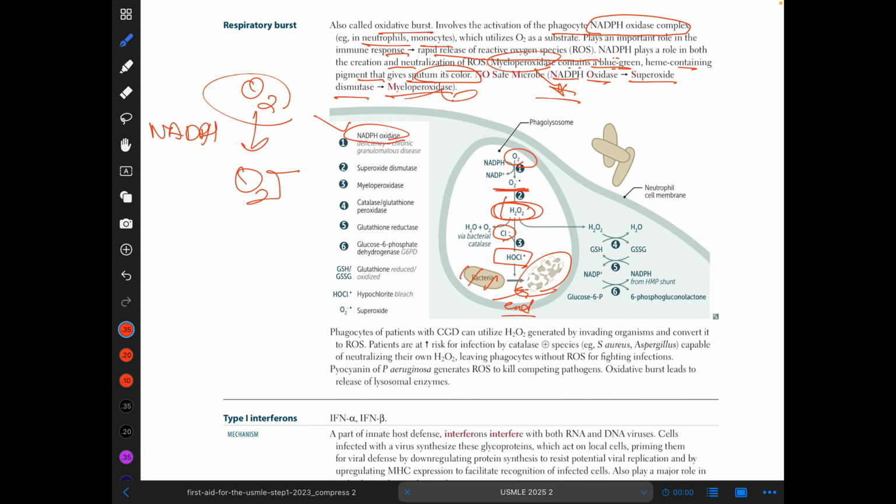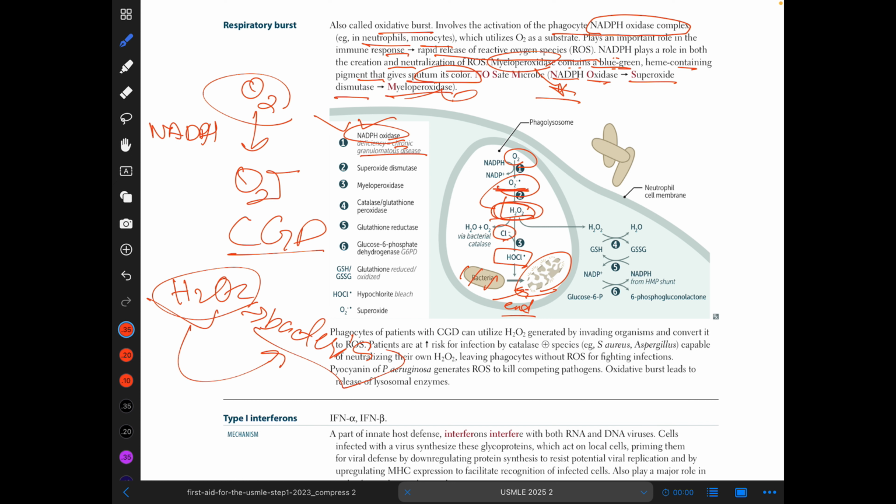And there is one important point. If some person has a deficiency of NADPH oxidase, that disease is called chronic granulomatous disease, CGD. In that disease, the body is unable to produce oxygen radical or hydrogen peroxide, but in that time, they can use the hydrogen peroxide that is produced by the bacteria itself to kill that bacteria. But some of the bacteria are catalase positive. They break down the H₂O₂, hydrogen peroxide, themselves, so our body can't use that hydrogen peroxide for killing them.